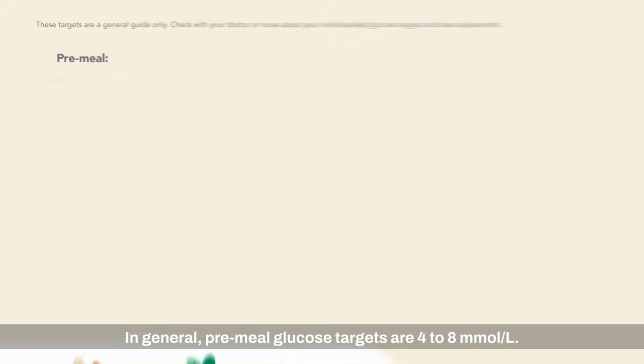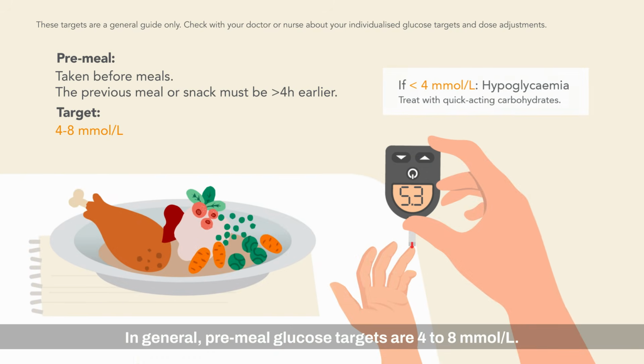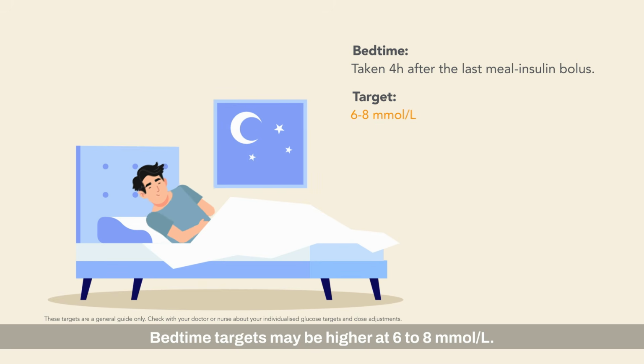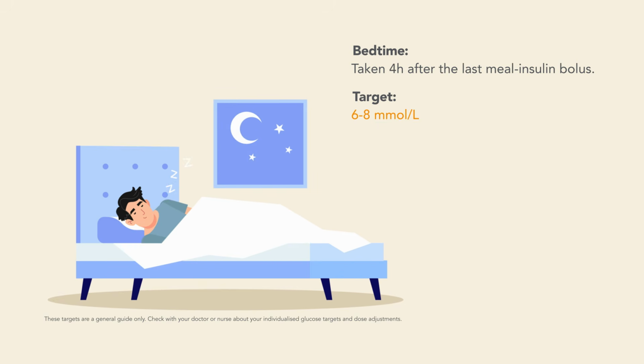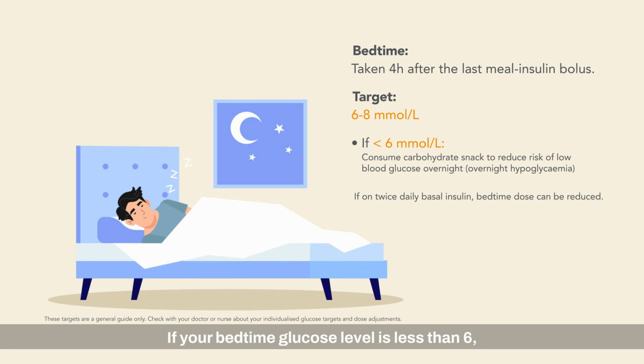In general, pre-meal glucose targets are 4 to 8 millimole per liter. Bedtime targets may be higher at 6 to 8 millimole per liter. If your bedtime glucose level is less than 6, you may want to consume a carbohydrate snack to reduce the risk of overnight hypoglycemia. Bedtime readings also allow you to correct for above target glucose levels.